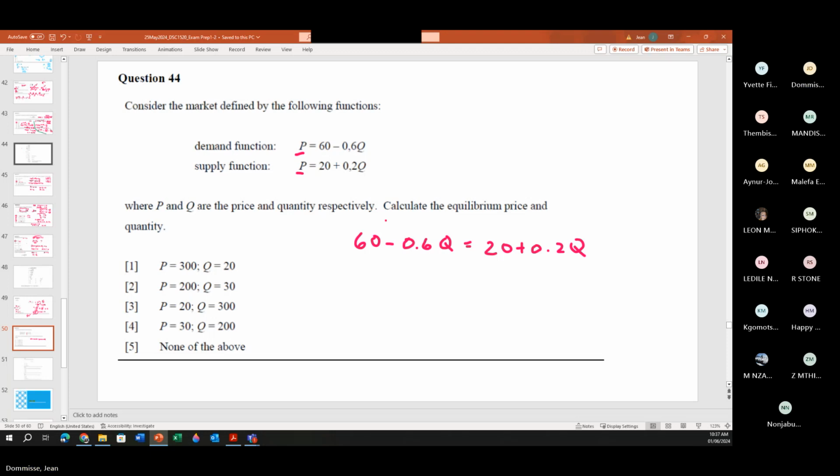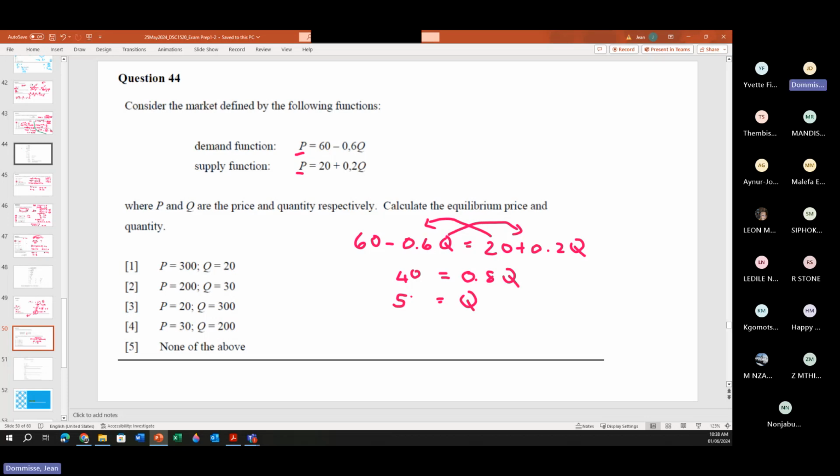So I will take all my numbers to this side. So the 20 goes, so 60 minus 20 is 40. Take the Q to that side. So 0.2 plus 0.6 is 0.8 Q. So Q is equal to 40 divided by 0.8, which gives us 50.